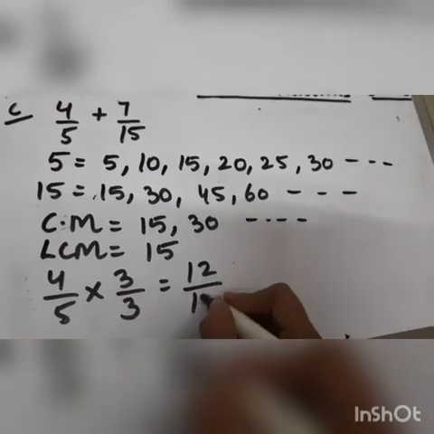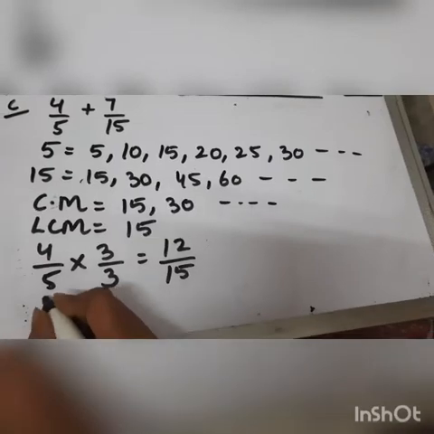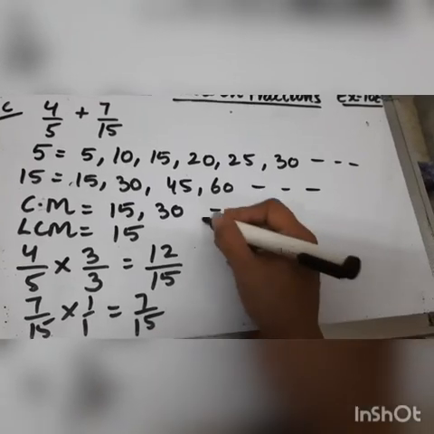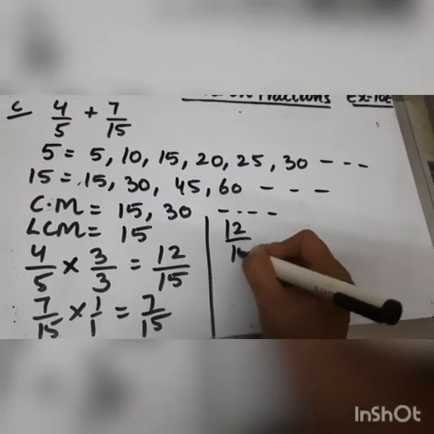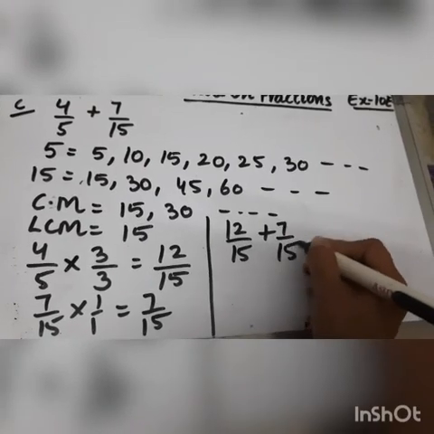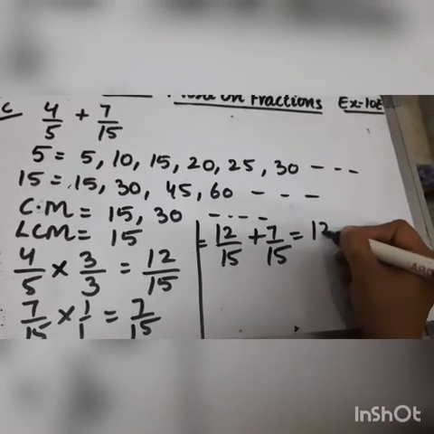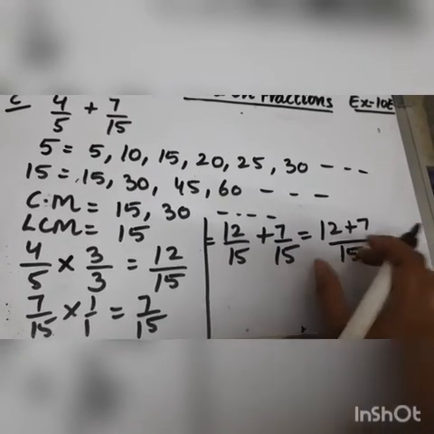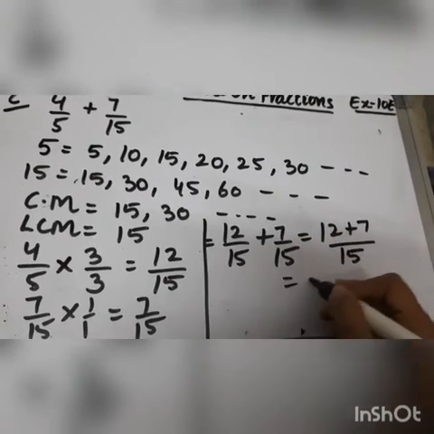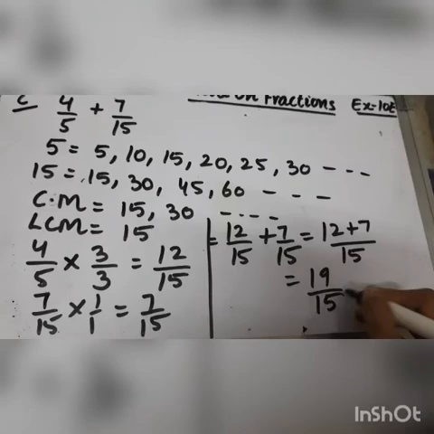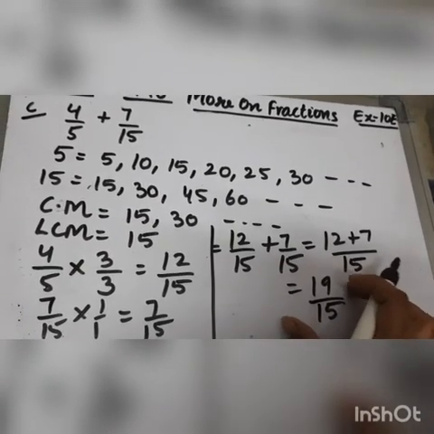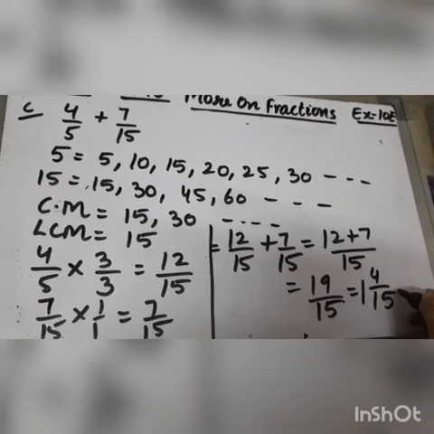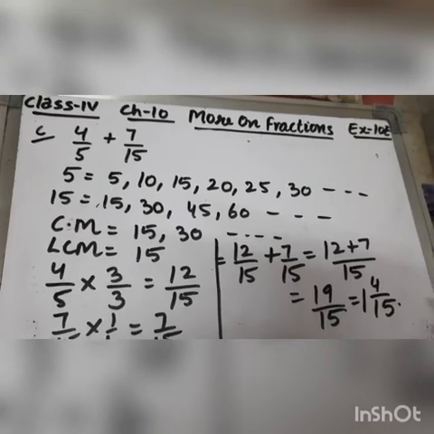4 threes are 12, 5 threes are 15, and this is already 15, so multiply it by 1 only, so this will be 7 upon 15. Now add the fractions. 12 upon 15 plus 7 upon 15, so this will be 12 plus 7 upon 15. We add the numerators and take the common denominator. Okay, we add the numerators only. So 12 plus 7 is 19 upon 15. As this is an improper fraction, we can convert it into a mixed fraction also. This will be 1 and 4 upon 15. So this is question number first of exercise 10E.